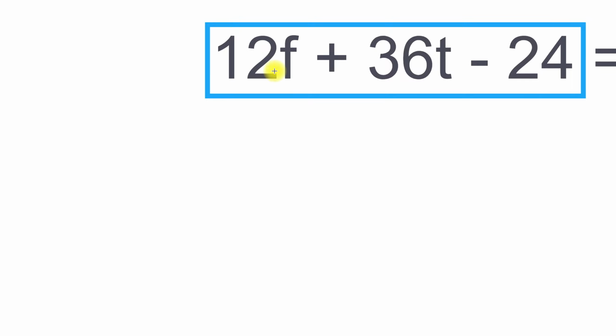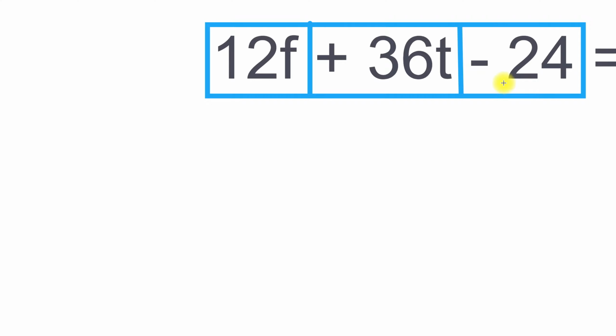So I have positive 12f. This plus sign tells me that this is the end of the term right here, and this is the beginning of the following term. So we've got positive 36t. That is the beginning of the next term, so we cut this right here. And so the third term is negative 24. So I've got 3 terms. Positive 12f is my first term, positive 36t is my second term, and negative 24 is my third term, and this was a constant.